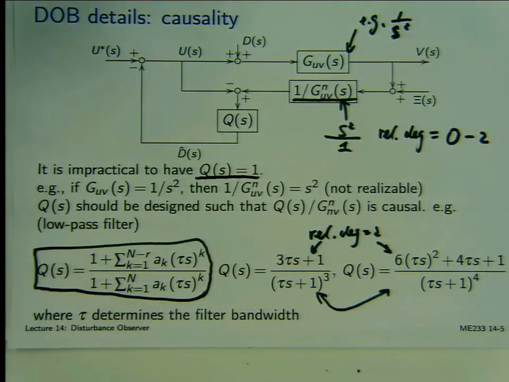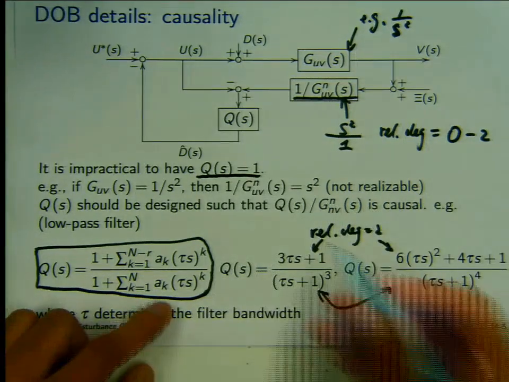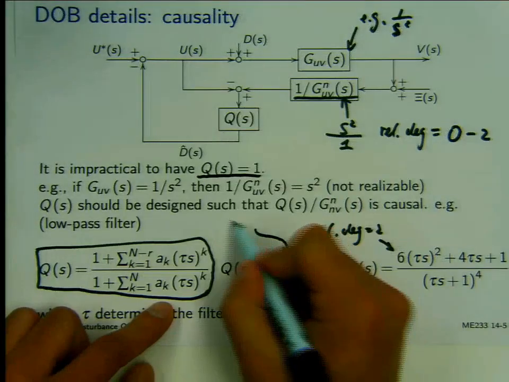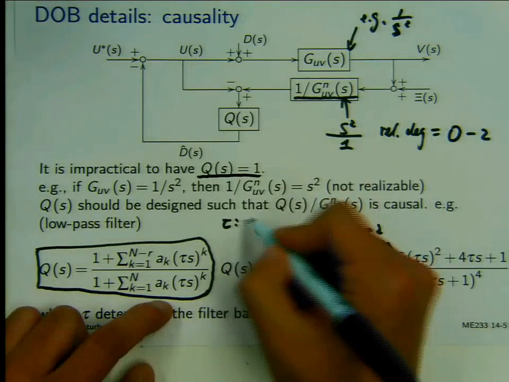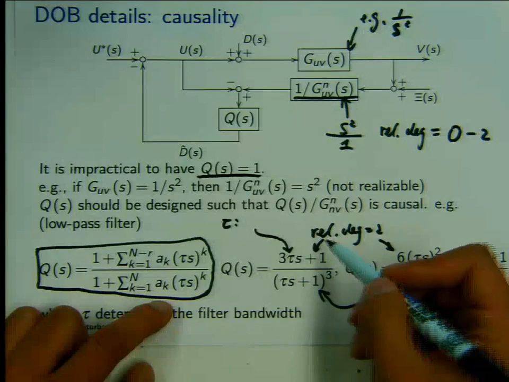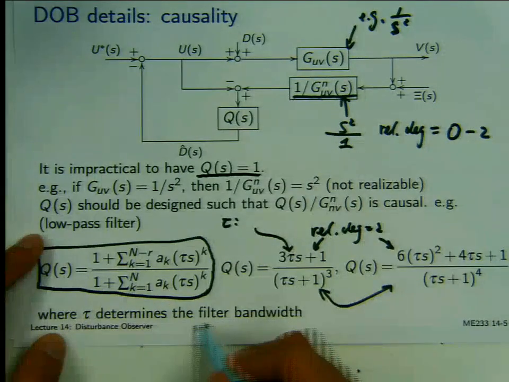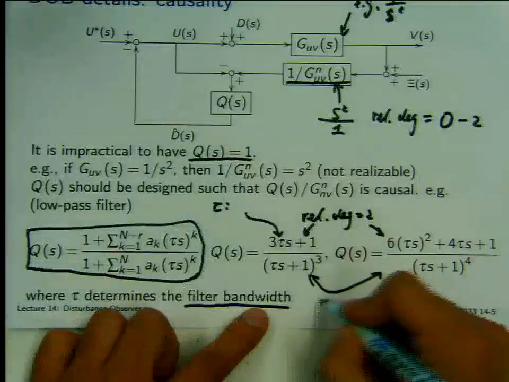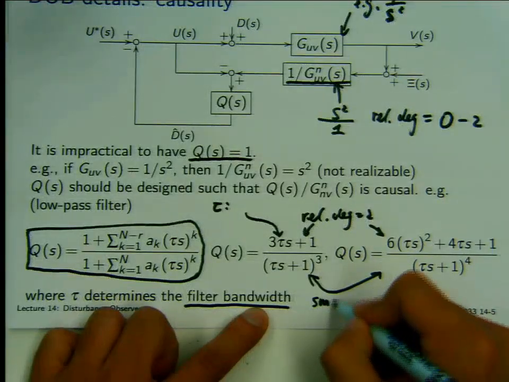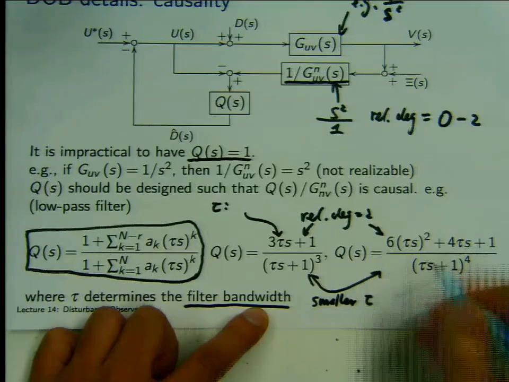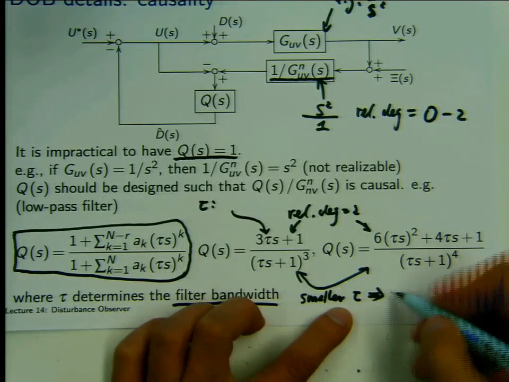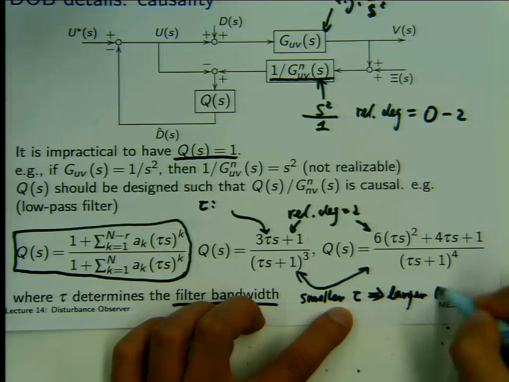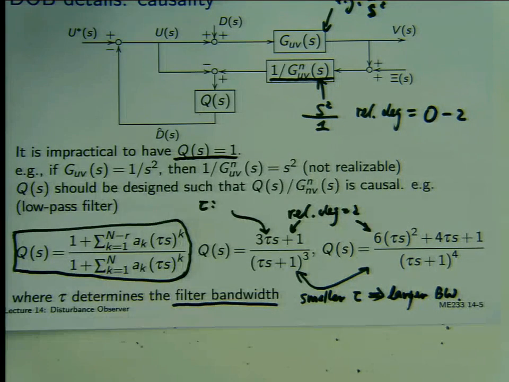It's a polynomial of S. And this tau here, if you are careful, all these equations have a tau here. Tau is going to define the bandwidth of the low-pass filter. I have written it here, actually. Tau determines the bandwidth of the low-pass filter. In general, smaller tau means larger bandwidth. Okay?